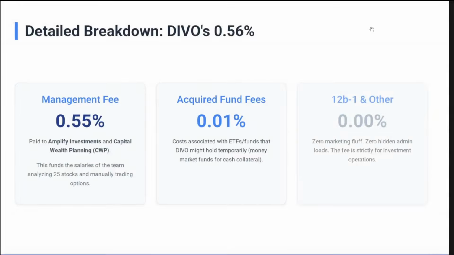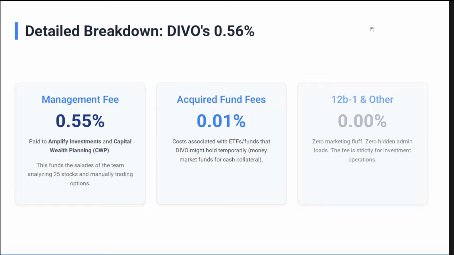A detailed breakdown of DIVO's 0.56% expense ratio. The management fee takes about 0.55, basically the whole thing. It is paid to Amplify Investments and Capital Wealth Planning. I believe CWP are options specialists, so they handle the options strategy. This funds the salary of the team analyzing 25 stocks and manually trading options.